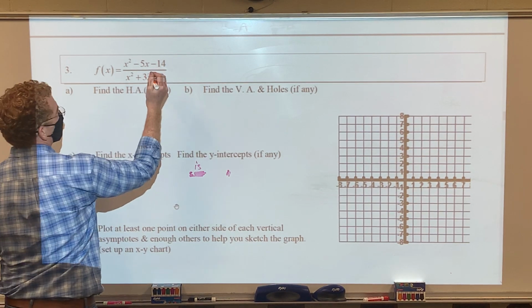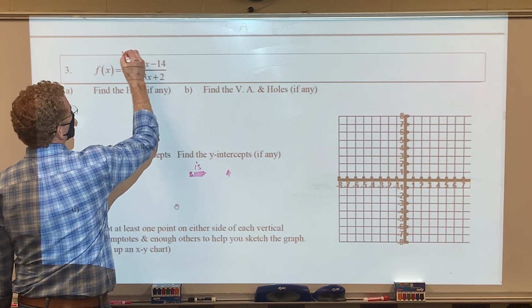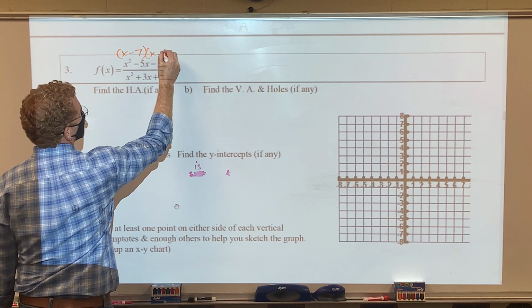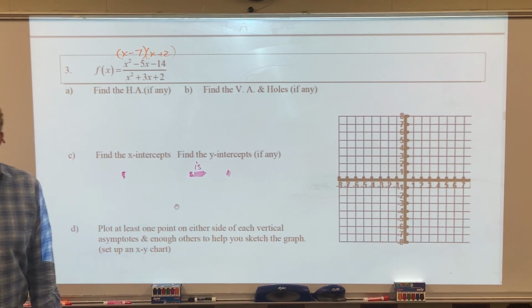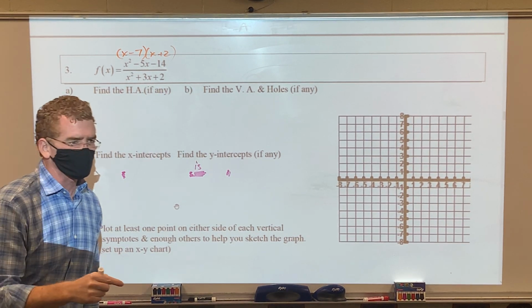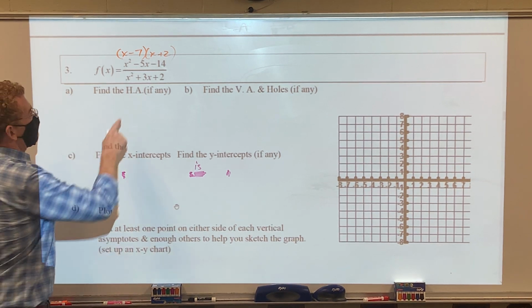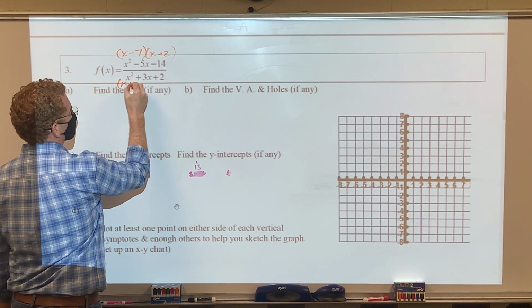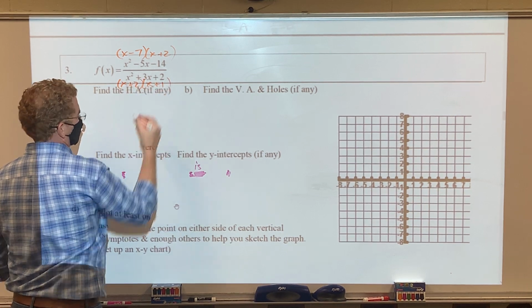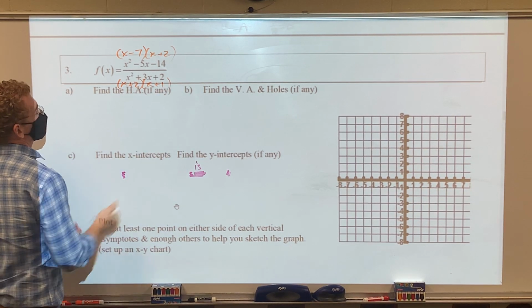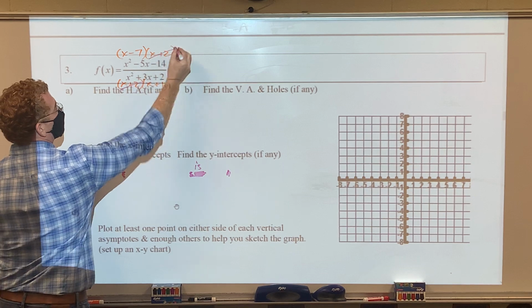So if I factor the top, I get x minus 7, x plus 2. Please make sure you can factor. If you don't, come see me. First step to recovery is admitting you have a problem. Okay, so if you have issues with factoring, come talk to me. Factoring up the bottom, x plus 2, x plus 1. Do you see something? At x plus 2, there's a hole, so I'm going to cancel that.